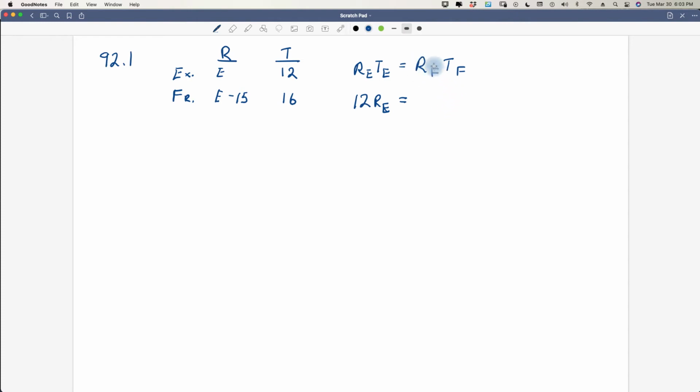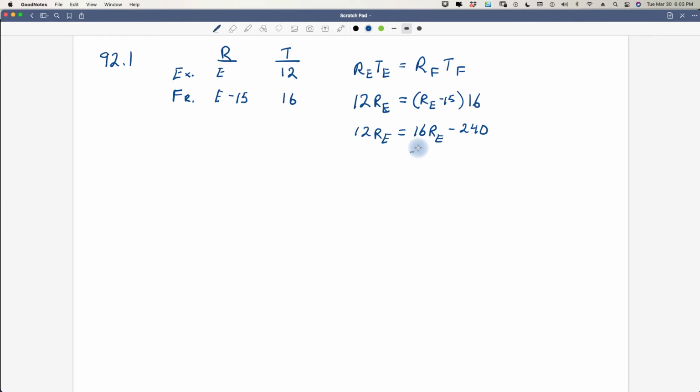All right, our rate for our freight train is the rate of the express minus 15. So we'll write that in. The rate of the express minus 15. And the time of the freight was 16. So we're going to multiply that by 16. All right, so let's go ahead and distribute. We have 16 RE minus 240.